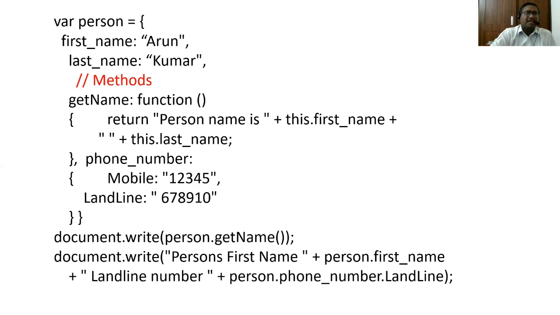Very simple. I have a person's details: first name, last name, and a get name function returning, again phone number. So if you want to access the mobile and landline number, I have to call person.phoneNumber.landline.